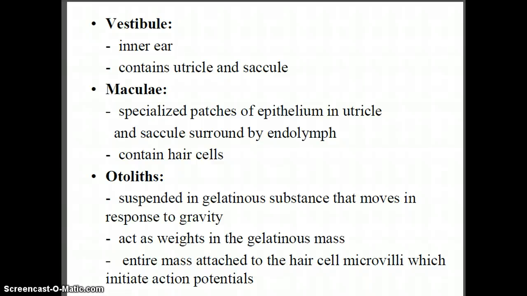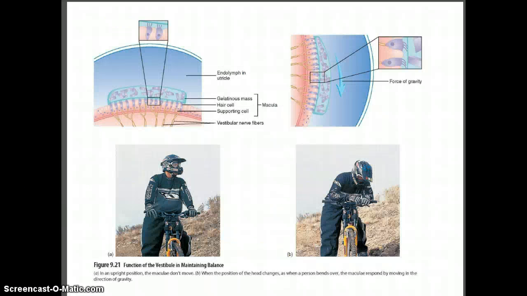This talks about the vestibule and the inner ear and the maculae. These also contain hair cells and little stones. Literally, otolith means hearing stone, suspended in gelatinous substance that moves in response to gravity. They act as weights in the gelatinous mass, and the entire mass is attached to hair cell microvilli, which initiate the action potential. So again, we have hair cells that trigger this action potential.